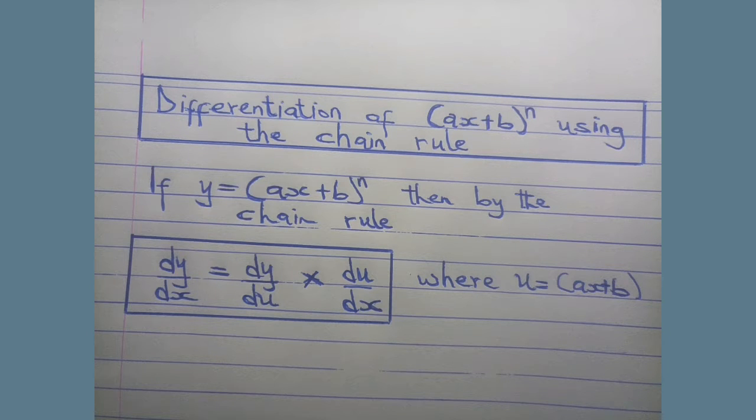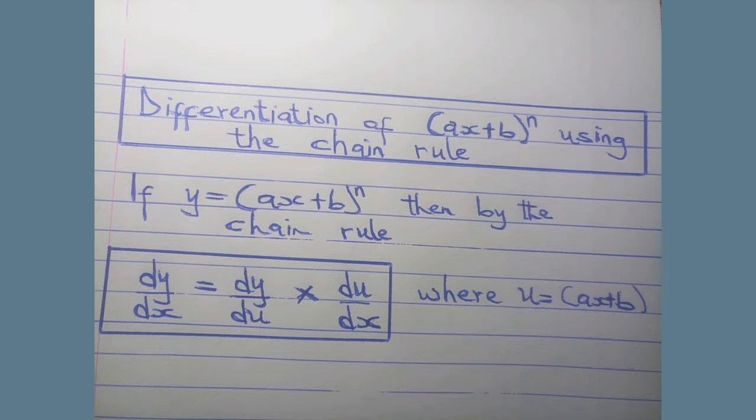Differentiation of (ax plus b) all raised to the power n using the chain rule. If y is equal to (ax plus b) all raised to the power n, then by the chain rule, the derivative of y with respect to x is equal to the derivative of y with respect to u, multiplied by the derivative of u with respect to x, where u is equal to ax plus b.